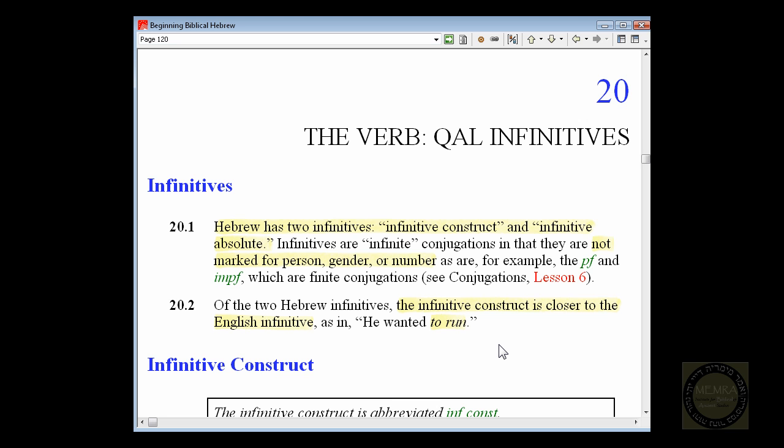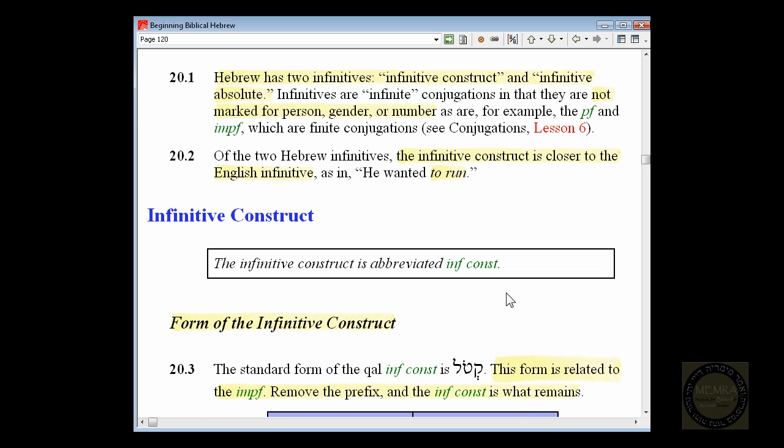You will not have person and number. You'll never have a third masculine singular infinitive. You'll never have a first common plural infinitive. It's just an infinitive, and there are two kinds: the infinitive construct and the infinitive absolute. Now, he starts with the infinitive construct.